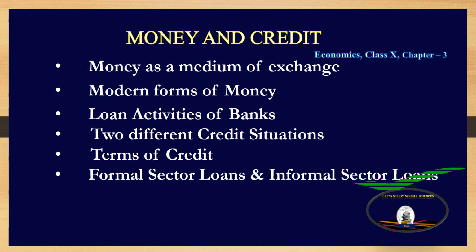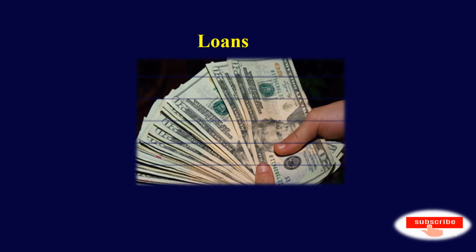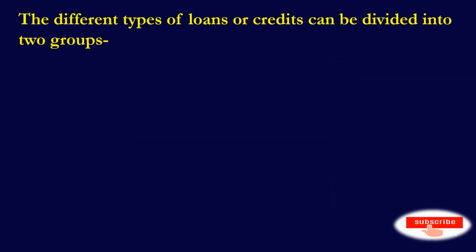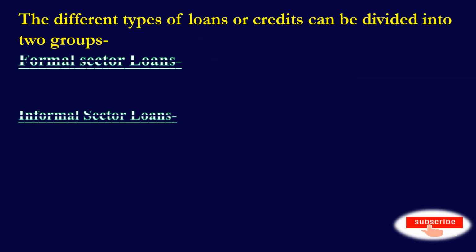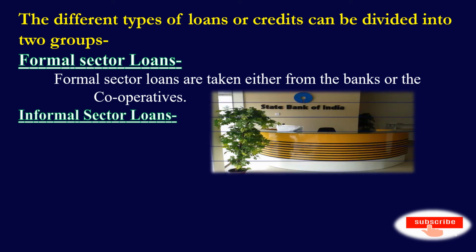Formal sector loans and informal sector loans, and self-help groups for the poor. People take different types of loans from various sources like banks, moneylenders, traders, and relatives. The different types of loans or credits can be divided into two groups: formal sector loans and informal sector loans. The formal sector loans are such loans that are taken either from the banks or from the cooperatives.